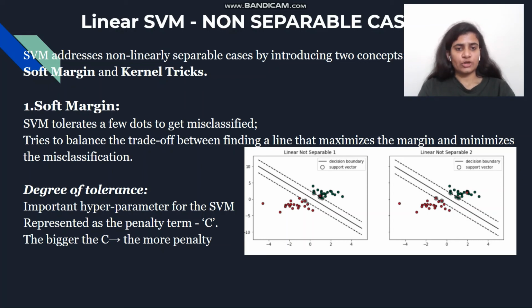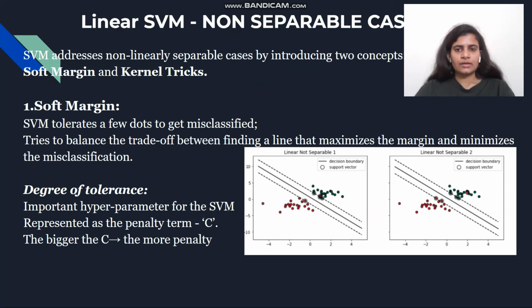Talking about degree of tolerance, how much tolerance we want to give when finding the decision boundary is an important hyperparameter for the SVM. In scikit-learn, it is represented as the penalty term C. The bigger the C, the more penalty SVM gets when it makes a misclassification. Therefore, the narrower the margin, the fewer support vectors the decision boundary will depend upon.